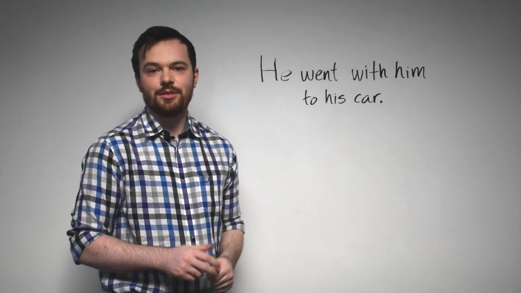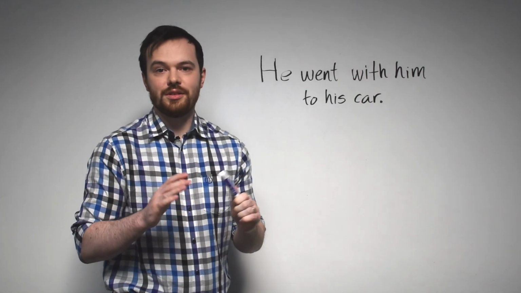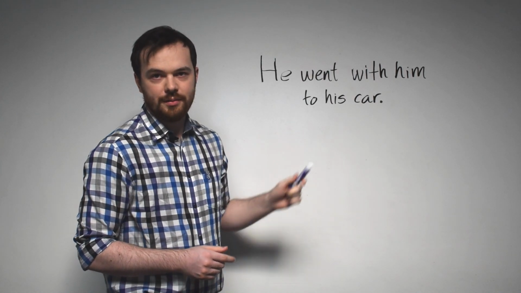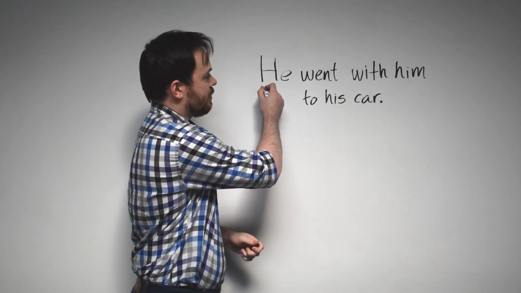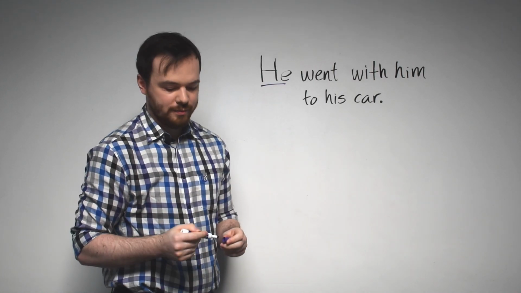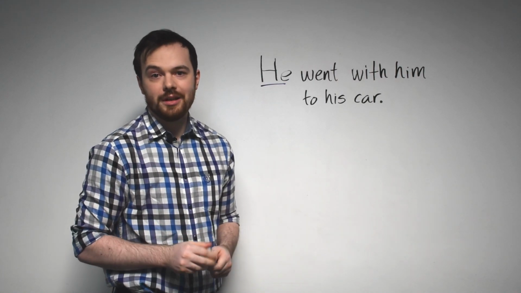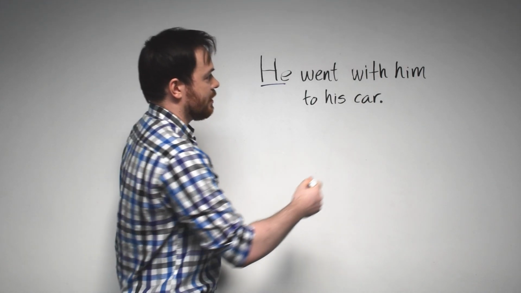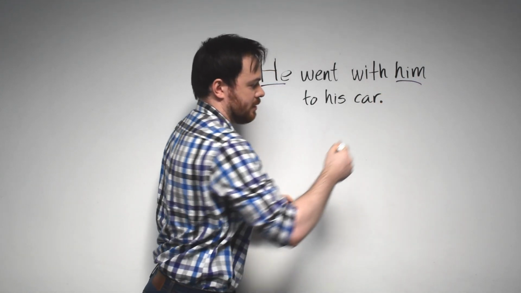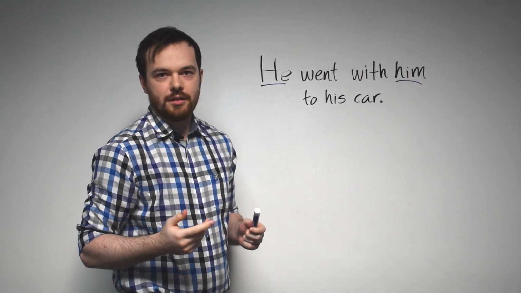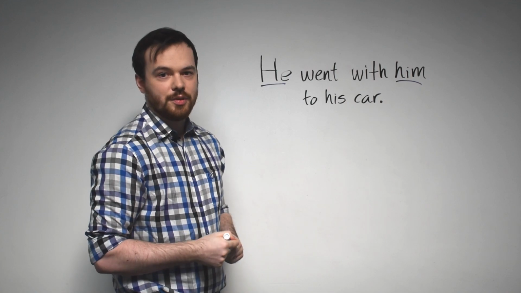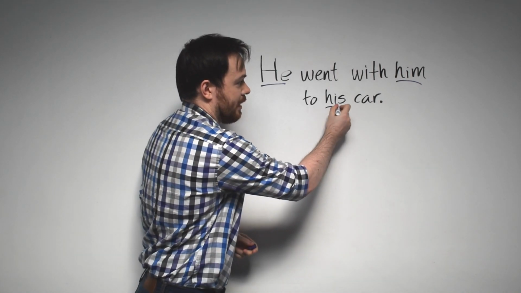So as a final example, let's try and make a sentence that puts all of those together. He went with him to his car. Here we have the subjective pronoun he. Now he could be anyone who identifies as male. The objective pronoun here is him, because it is the object of the preposition with. And finally we have the possessive pronoun his car.